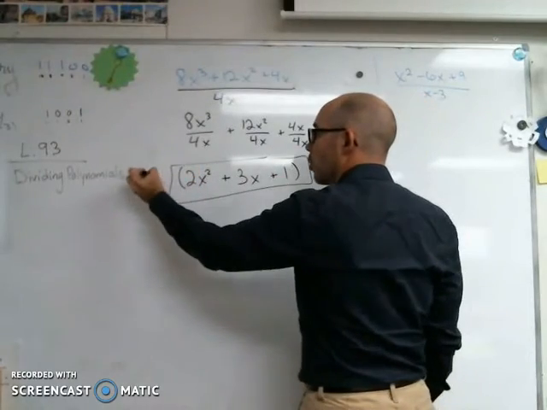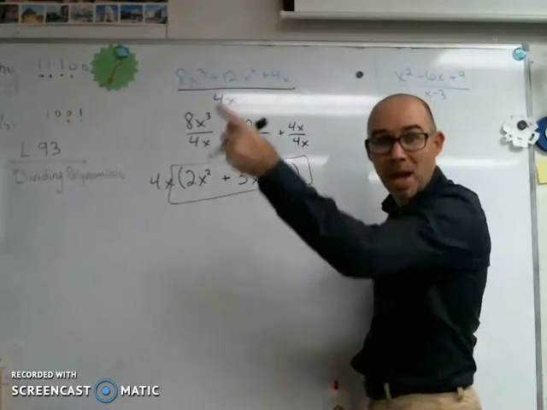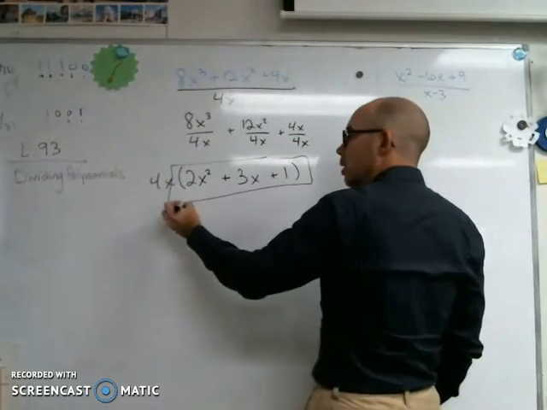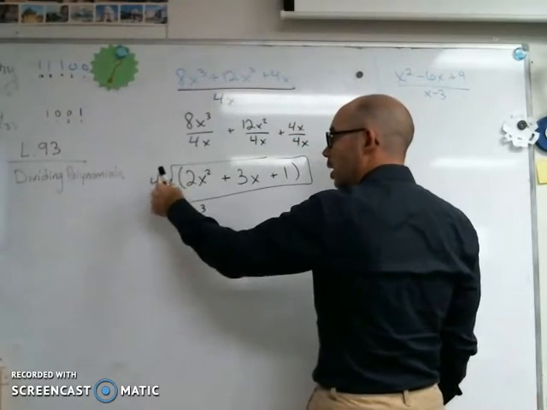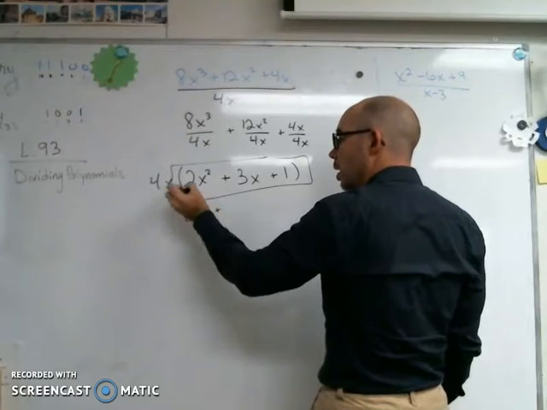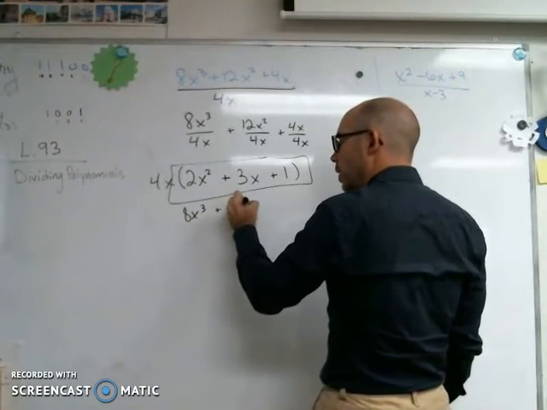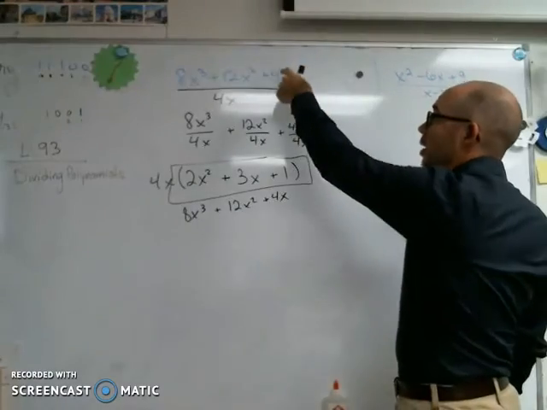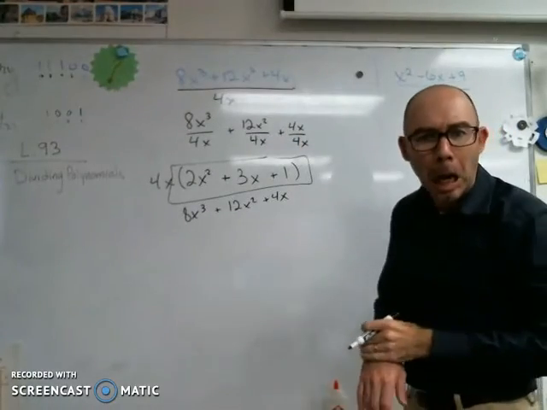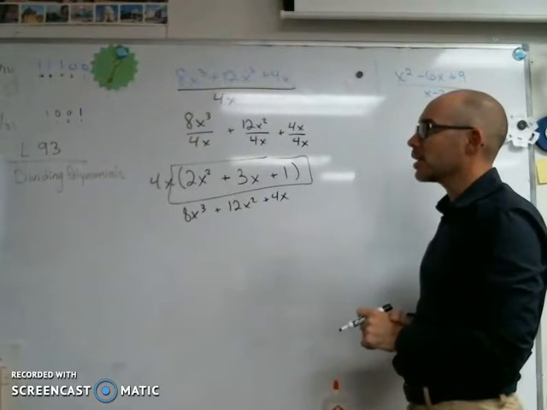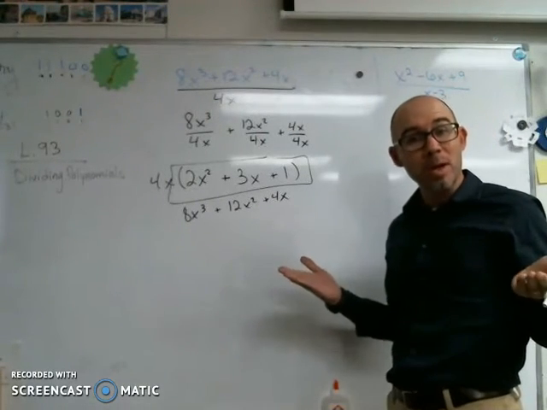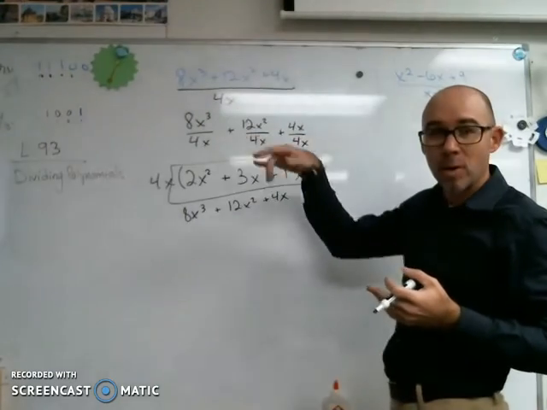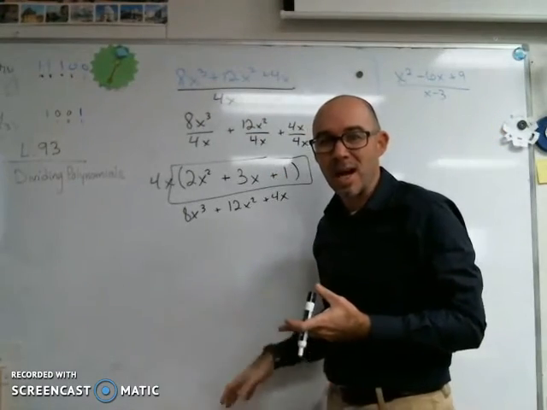And if I want to double check, why don't I just multiply 4x back in, undo what I just did, and see if I get the same answer that it would have started with. I would get 8x cubed, and I would get 12x squared, and I'd get 4x. By putting the 4x back in, I got back to where I started from before I divided that 4x out. That's what we're doing, okay? We're going to divide a polynomial by another one. And sometimes it's a simple thing like 4x, and sometimes it's not.